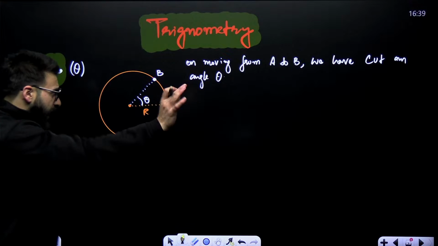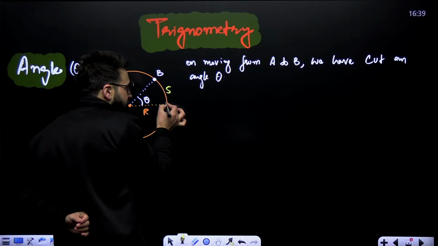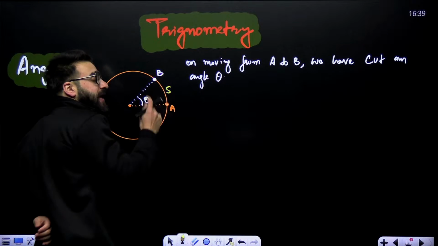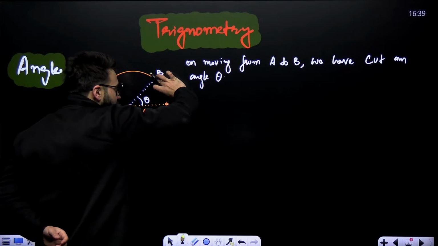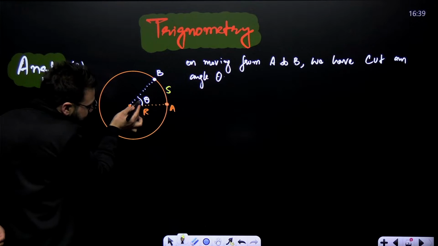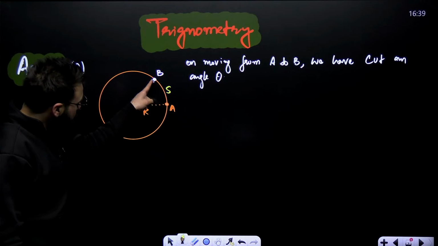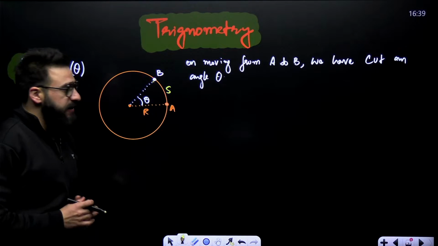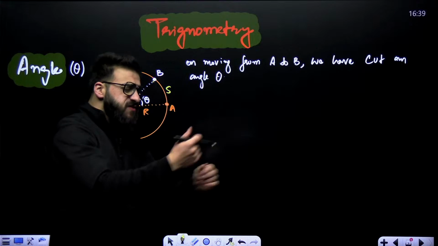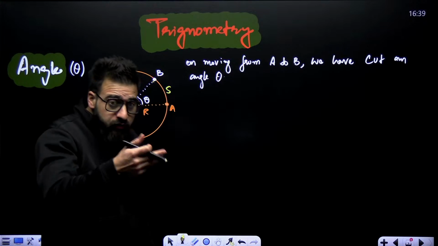And guys, while moving from A to B, this is the arc that I have covered. This is the linear displacement, kind of. Linearly, this much is the path you have covered, and this much is the angular distance you have covered, that is theta. This is what we call the arc, this is the theta angle, and this is the radius. Now guys, if somebody asks you how do we exactly find the formula of this angle?